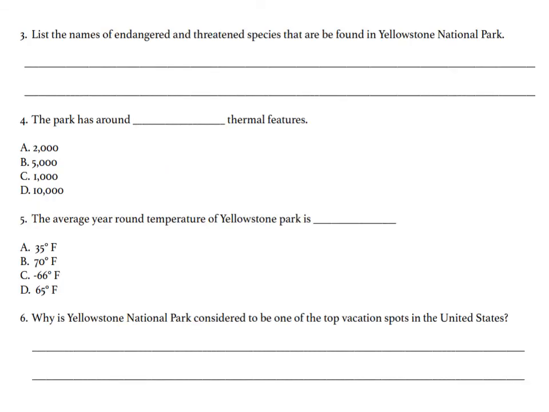Now question number 3: list the names of endangered and threatened species that are found in Yellowstone National Park. What do you mean by endangered and threatened? It's obvious from the word, right? Endangered means it is in danger. It is about to be extinct. It's about to disappear from Earth. They're threatened species. How will I know, Miss Nahla? Again, you'll scan the text for these species because they are mentioned in the text.